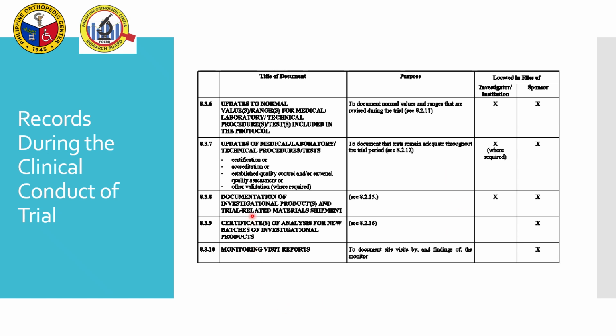For the documentation of investigational products and trial-related materials shipment, we move to the tracking and quality of study materials themselves. This section requires the documentation of investigational products and trial-related materials shipments. This creates a clear chain of custody for the studied drugs or devices. Both the investigator and the sponsor are responsible for these files.